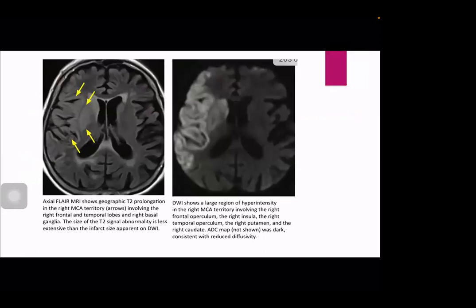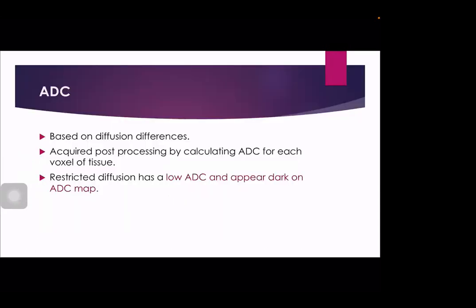Here you can see on the left side a FLAIR image showing the high signal intensity in the right middle cerebral artery territory and in the right basal ganglia, while in the DWI image you can see the exact extent of the infarct involves a larger area than appears on the FLAIR image. Of course, the DWI image should always be interpreted together with the ADC map. ADC is not an MRI sequence, rather it's acquired post-processing.